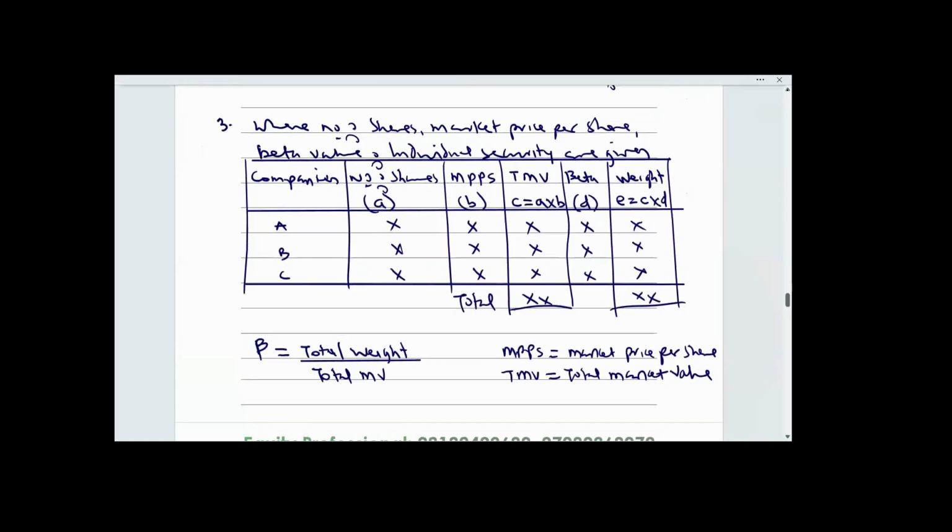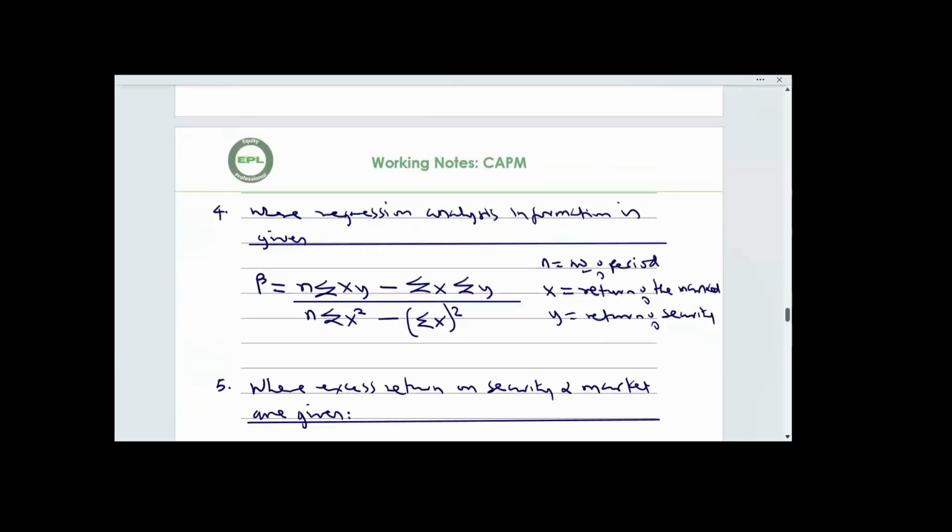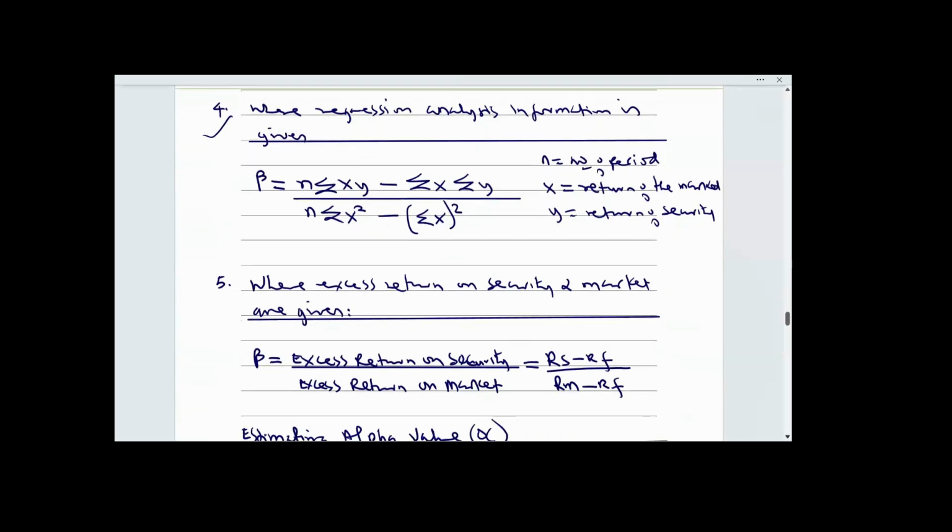And how to get the total market value and the total weight is what you have in this format. All right. So you have to know all of this. Then in the fourth one, to calculate your beta value, if you are given regression analysis information, then you use the fourth formula to calculate your beta value. And that's all you need to do.